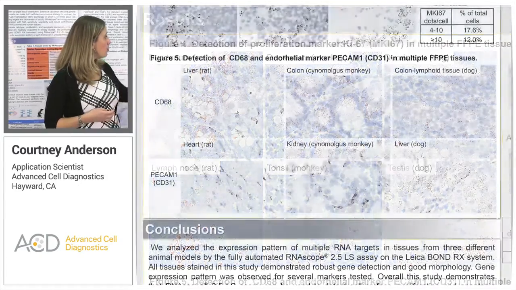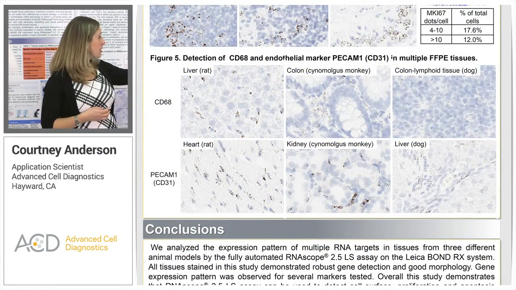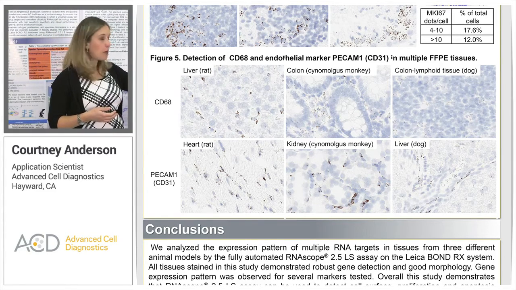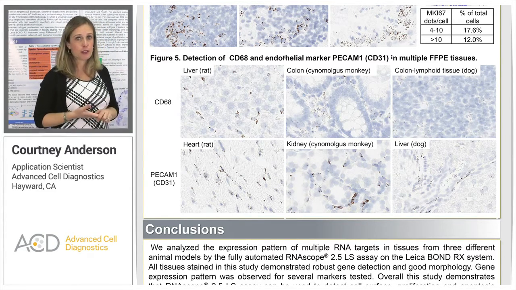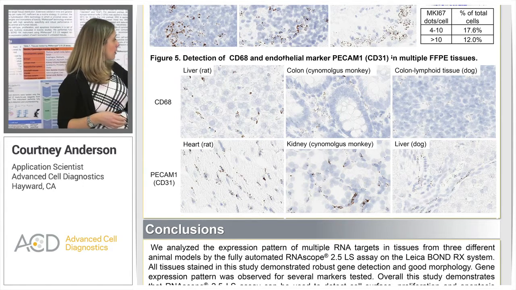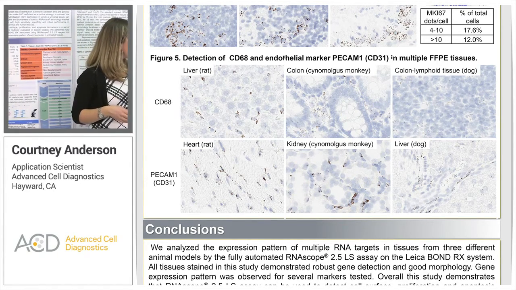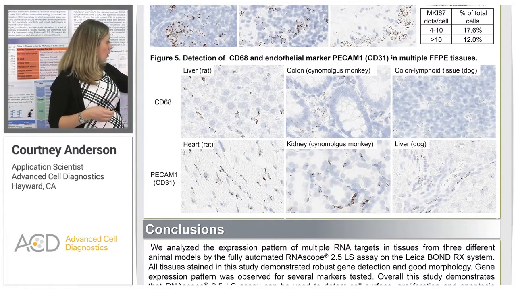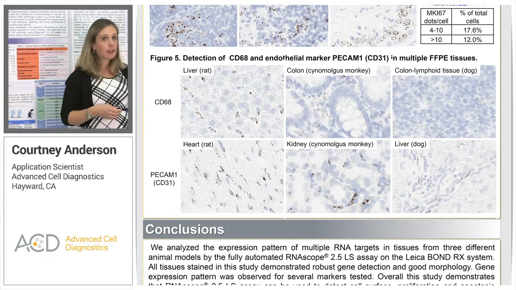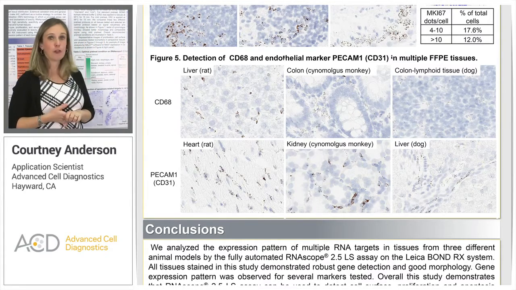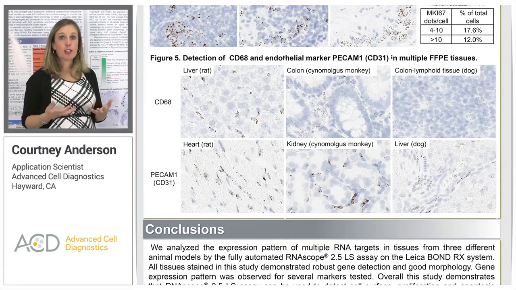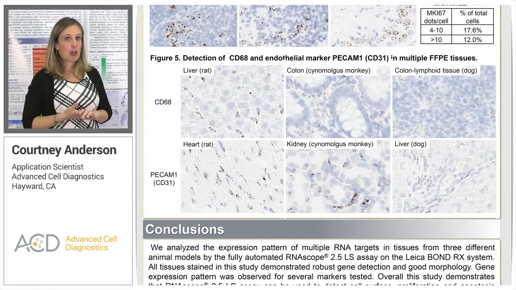Okay? And then the last marker that we looked at was CD68, which is a marker on blood cells and monocytes. And we also looked at the expression of PECAM1 or CD31, which is an endothelial cell marker. And as you can see here, in the rat liver, colon of the monkey, and colon of the dog, we have detection of CD68, as well as in the heart of the rat, kidney of the monkey, and liver from the dog, we have specific detection of PECAM1 on the endothelial cells.